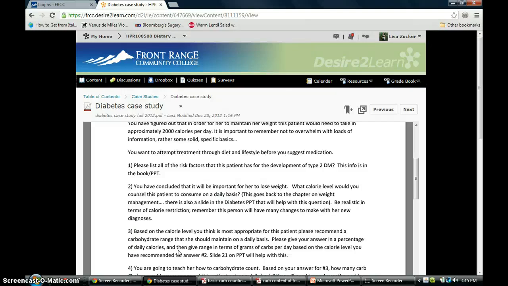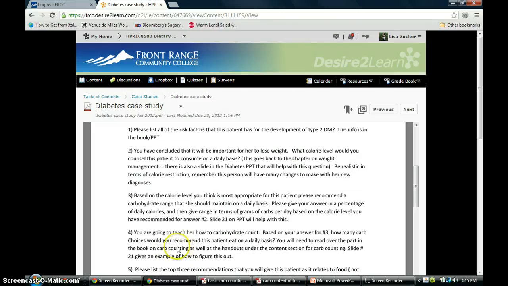Number two, what percentage of her calories you want coming from carbs, and then how that translates into grams of carbs per day, okay? You're going to teach her how to carb count, number four, based on your answer for number three, right? So number three, you should come up with a range or a number for grams of carbs per day. So now you're going to teach her how to count.